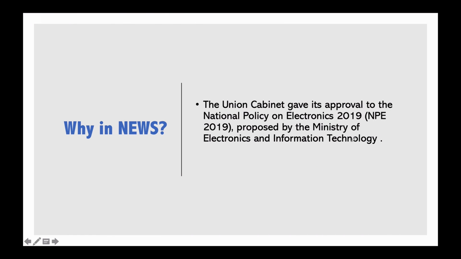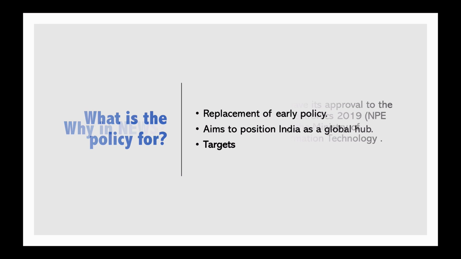Now, why is it in the news? As I told you, the Union Cabinet has given its approval to the National Policy on Electronics 2019, and this policy has been proposed by the Ministry of Electronics and Information Technology. This is very important, you should know the ministry involved. Now let's see what this policy is for. As I told you, it is a replacement for the earlier policy which was brought up in 2012. It is proposed by the Ministry of Electronics and Information Technology. That is the main thing.